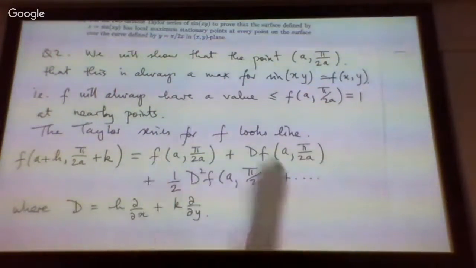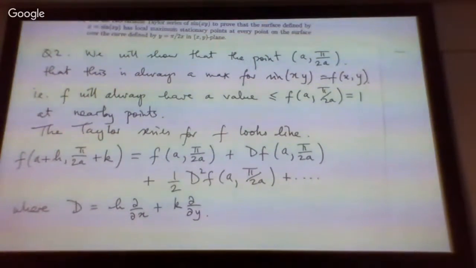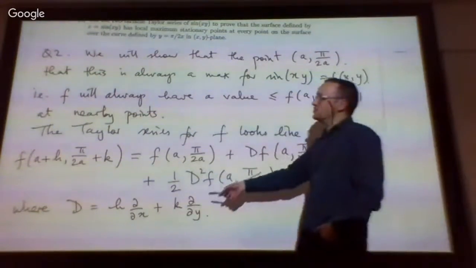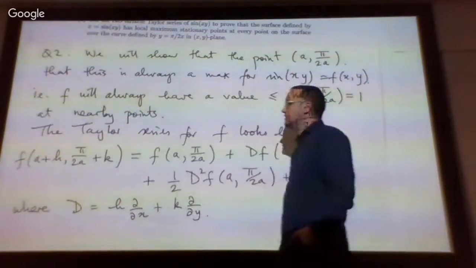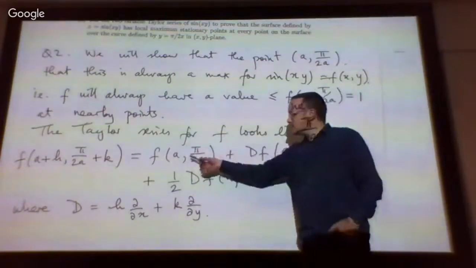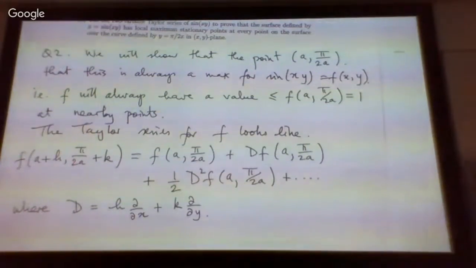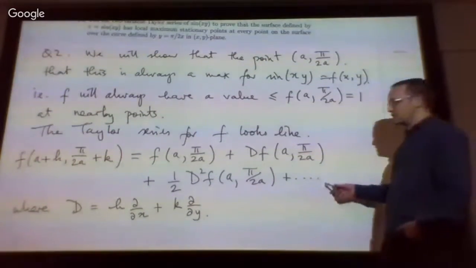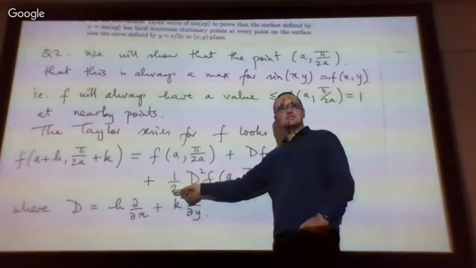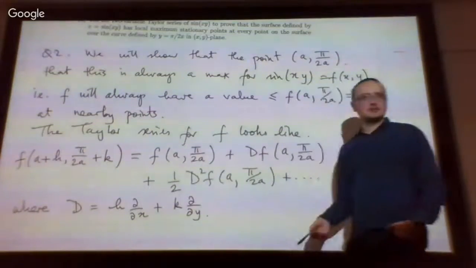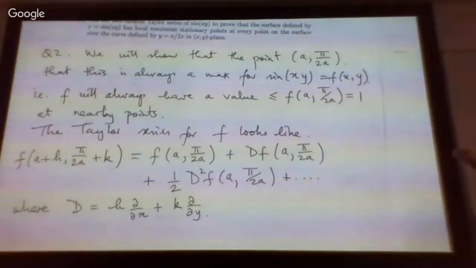So the value at the nearby point to (a, π/2a), the main contribution will come from these first three terms. If we look at the higher order contributions, they're going to be getting smaller and smaller. We're thinking of h and k being small, less than 1, so that when you square them, they get small. And indeed, these higher order terms have increasing parameters in the front of them, because you have this 1 over n factorial term. So that's shrinking down the contribution from the higher order terms as well.